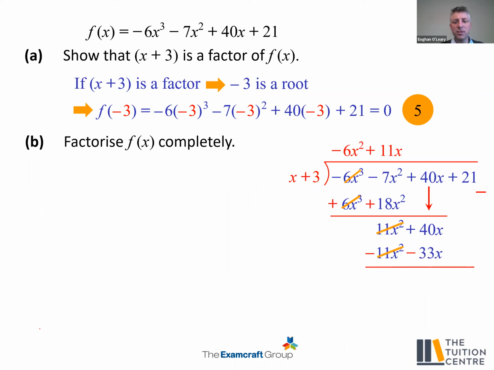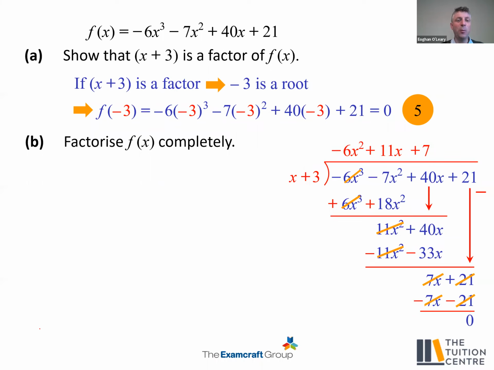Line underneath, change the signs. The pluses become minuses in this case. The 11x squareds will cancel. You bring down your 40x minus 33x gives 7x. Bring down your 21. Things are looking good now because x into 7x goes 7 times. 7 times x is 7x. 7 times 3 is 21. Line underneath, change the signs. And hey presto, everything cancels.